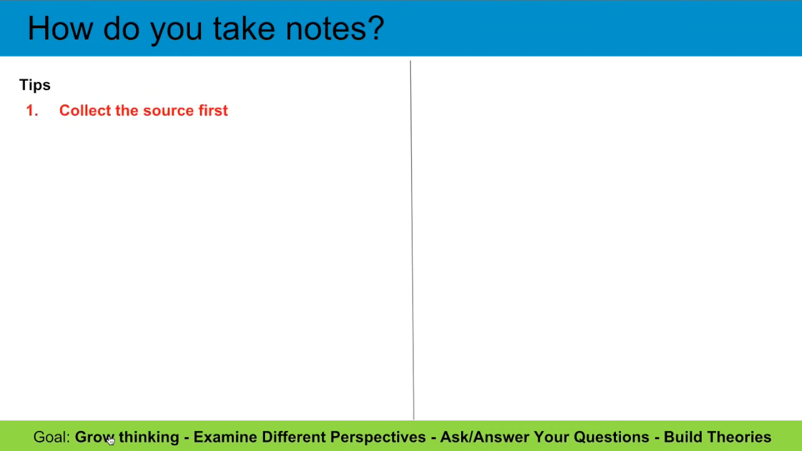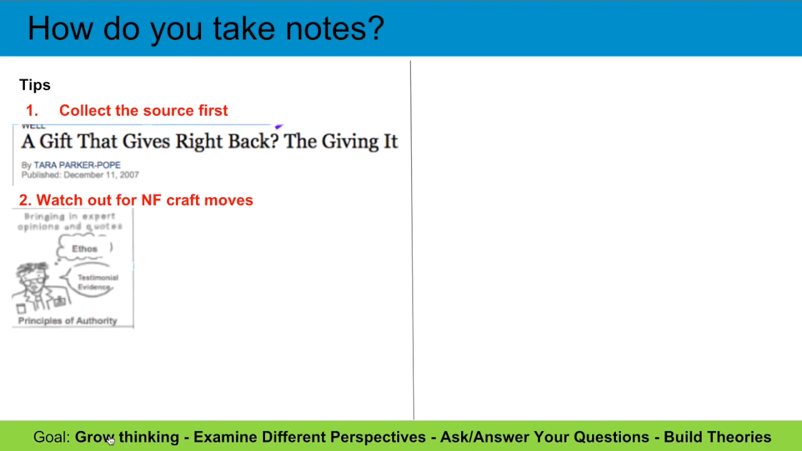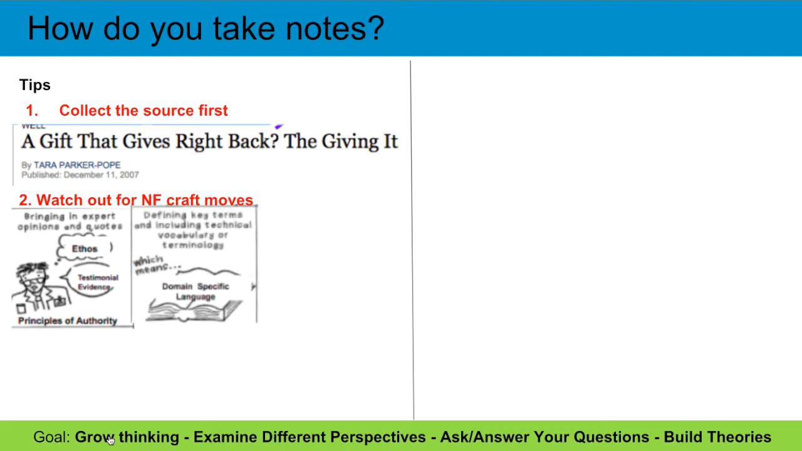It's very, very important that you collect where you're getting your notes from, so when you have to do your works cited at the end, you know exactly where that came from. Number two, watch out for the non-fiction craft moves. And by that I mean principles of authority, testimonial evidence. If you see a quote, if you see somebody's name, that's a time to stop and make a note of that, because you're pretty sure that will be a perspective or something that you could interact with later.